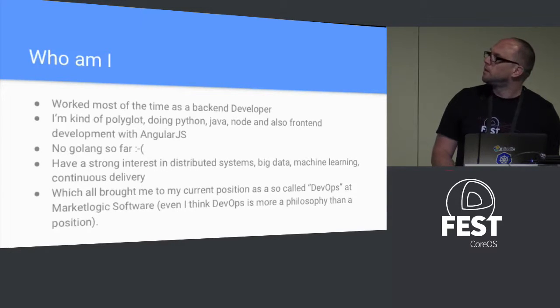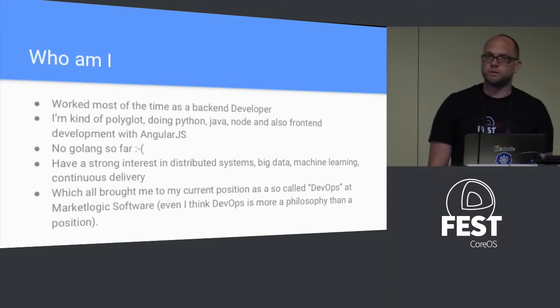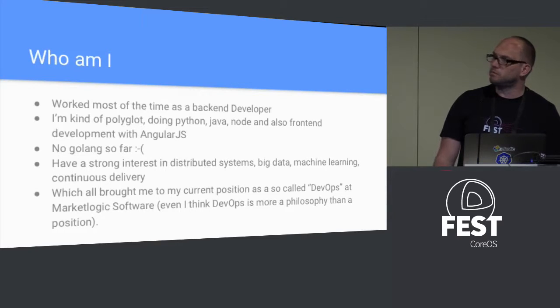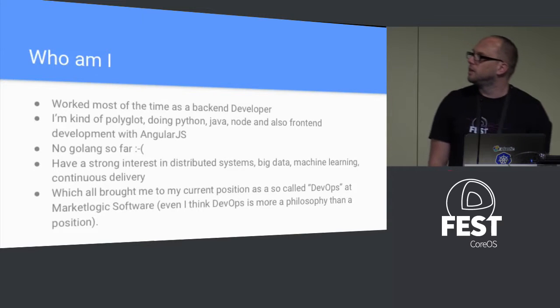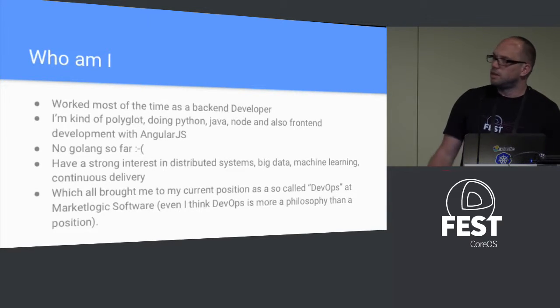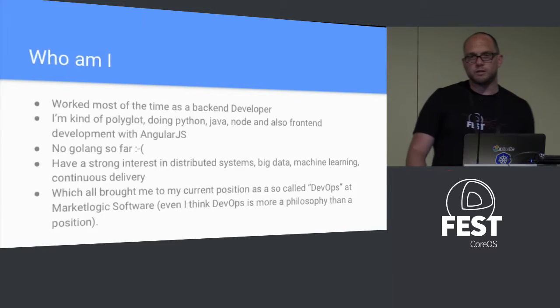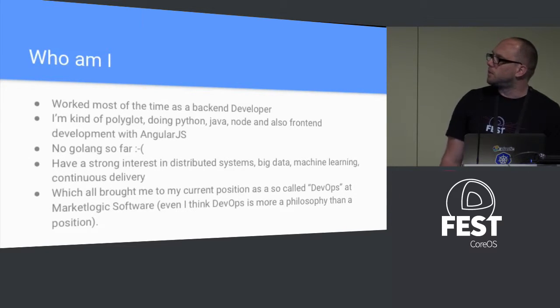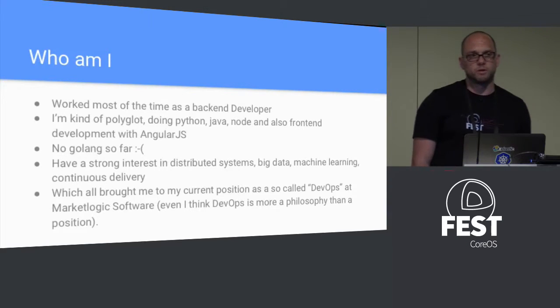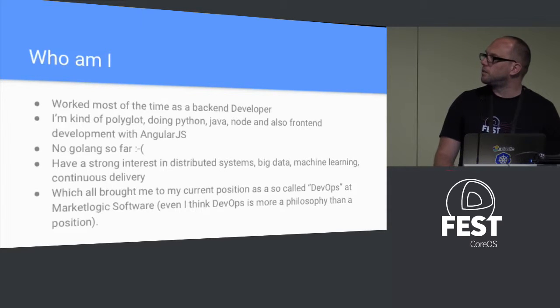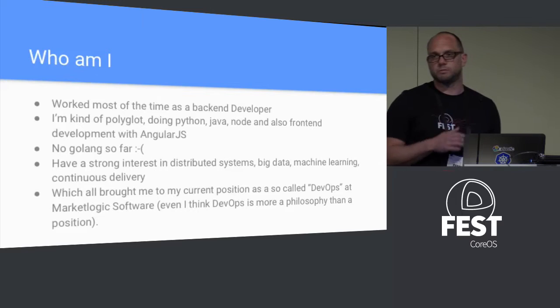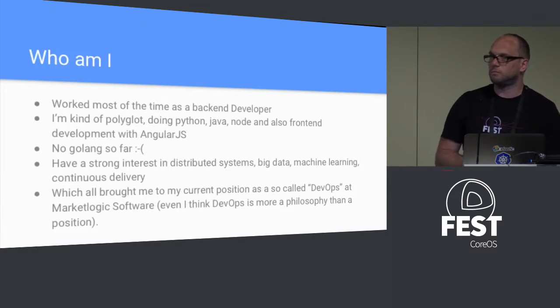So, who am I? I started as a backend developer and did a long journey via deployment automation in various systems, and moved all around the stack, even doing front end in AngularJS, and backend in various different languages. No Golang so far. I have a strong interest in distributed systems and making all this work, and also in continuous delivery. So all this led me to this position as a DevOps engineer, even if I really don't like the term DevOps if it's related to a position, because I think it's a philosophy that should be adapted throughout the company, and it should be at all levels.